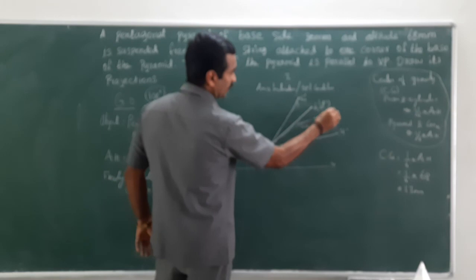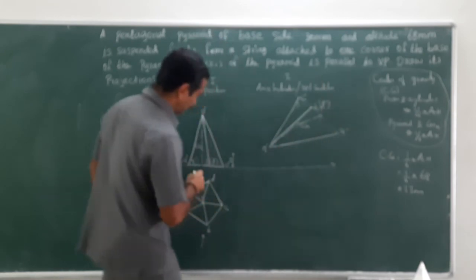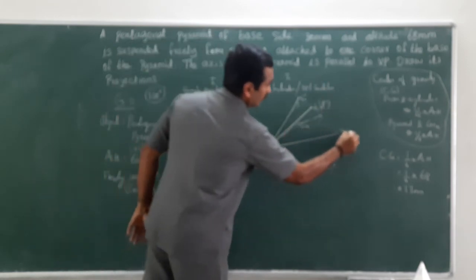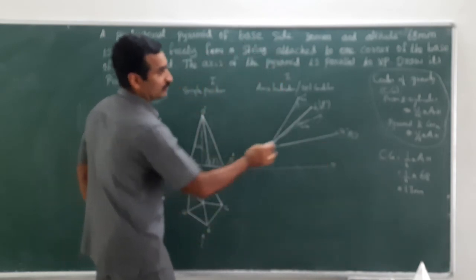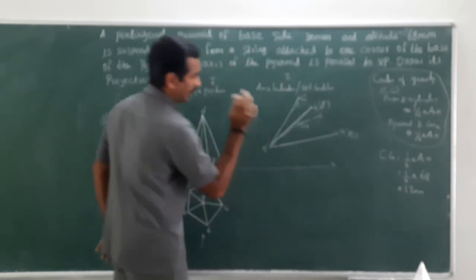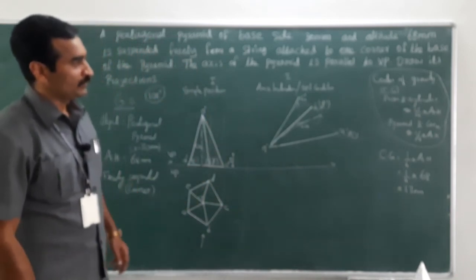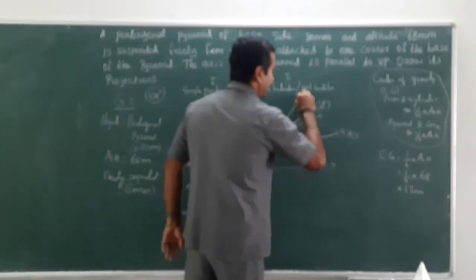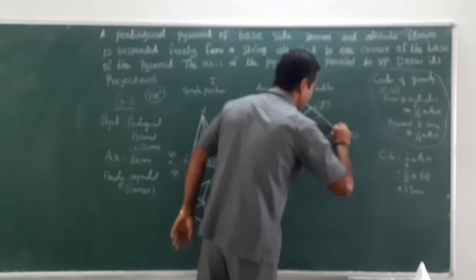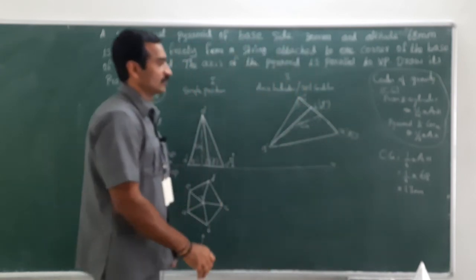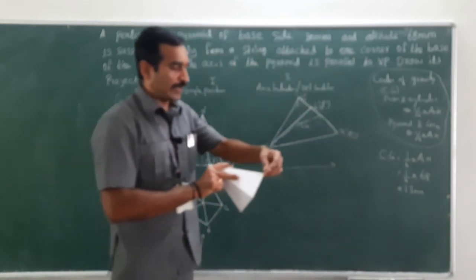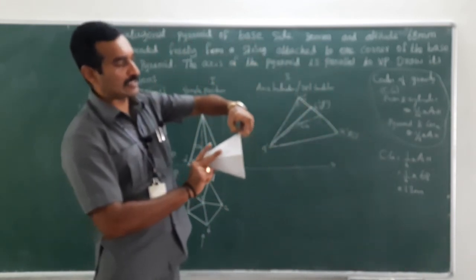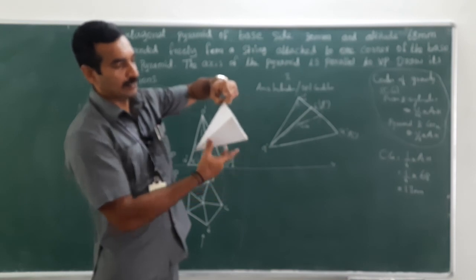So A, B, C, D, and E are captured here: 1, 2, 3, 4, 5, and the apex point. This needs to be darkened. This base, got it? As far as this drawing is concerned, it needs to be freely suspended with the corner. This is how it's hung.